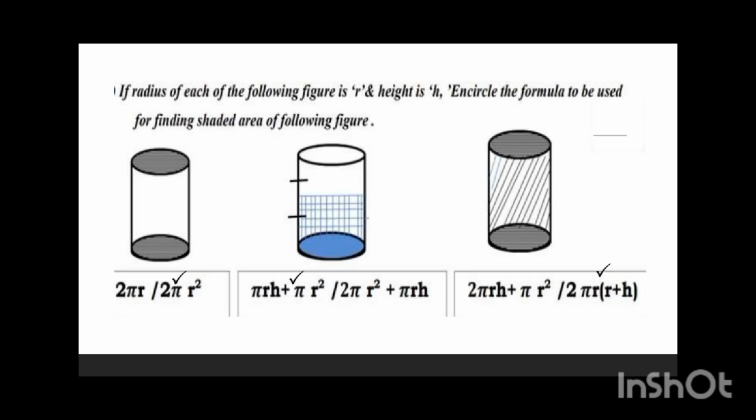For finding the area of the first shaded figure, it is 2 pi r square. Why? Because here two bases are shaded, not only one. And the second part is going to be pi r h plus pi r square. Why? Because half the curved surface, or half the lateral surface, is shaded, and one base. And the third one is going to be pi r square plus 2 pi r h, because it's completely shaded.